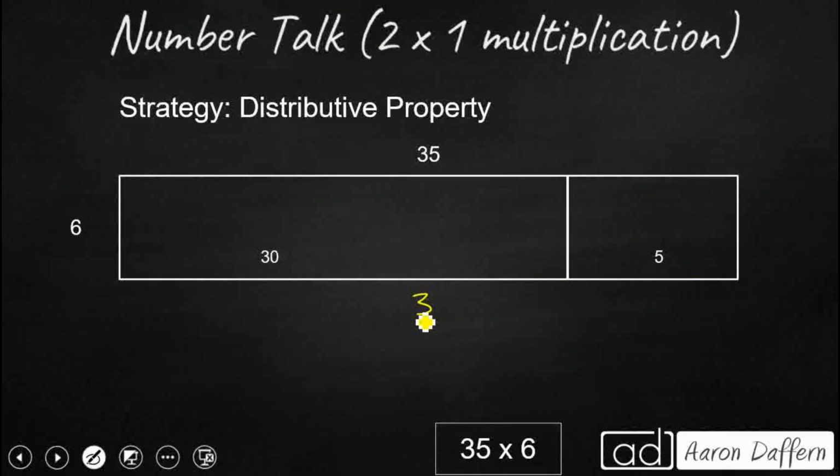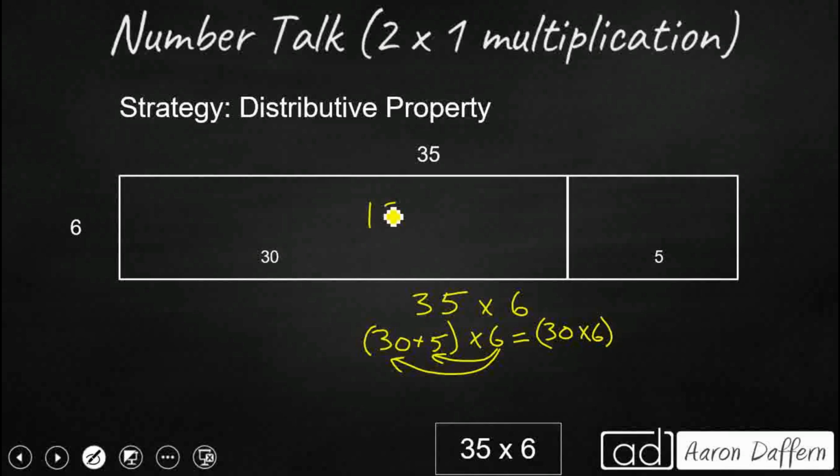Now we can also use the distributive property a different way. Instead of taking apart that 6, let's take apart this 35. We're going to take it apart using place value. So think of it as 30 plus 5, 10s and 1s. We're going to distribute the 6 out to both the 5 and the 30 to get some partial products. So we're going to get 30 times 6. That's pretty easy. That's 180, because we know 3 times 6 is 18, and then add the 0.